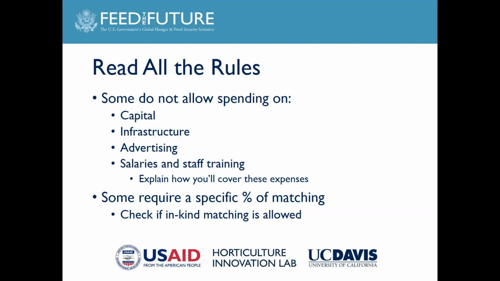Infrastructure is anything that is permanent, right? A building, greenhouse, that sort of thing. Capital is pretty much anything that costs over $5,000, although some grants define it differently. And it's something permanent and durable. For example, a tractor is a good example. Advertising, I think that's pretty self-explanatory. Salaries and staff training.